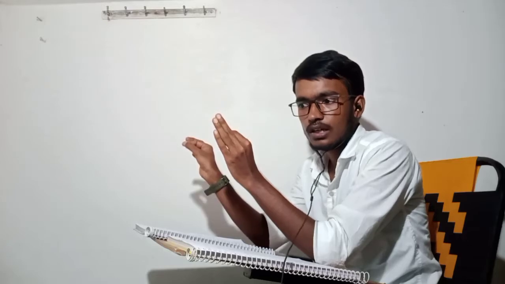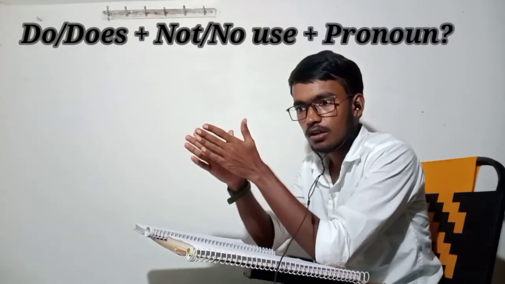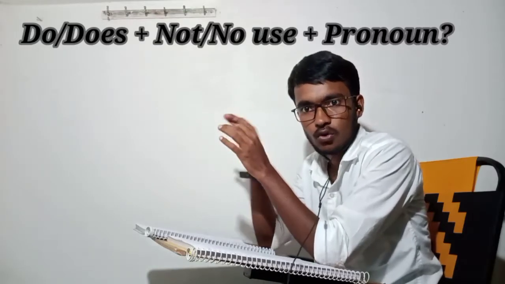When it comes to the question tag, the structure goes like this, because the question tag occurs at the end of the sentence with a question mark at the end. Do or does plus not or no usage of not plus pronoun plus question mark.